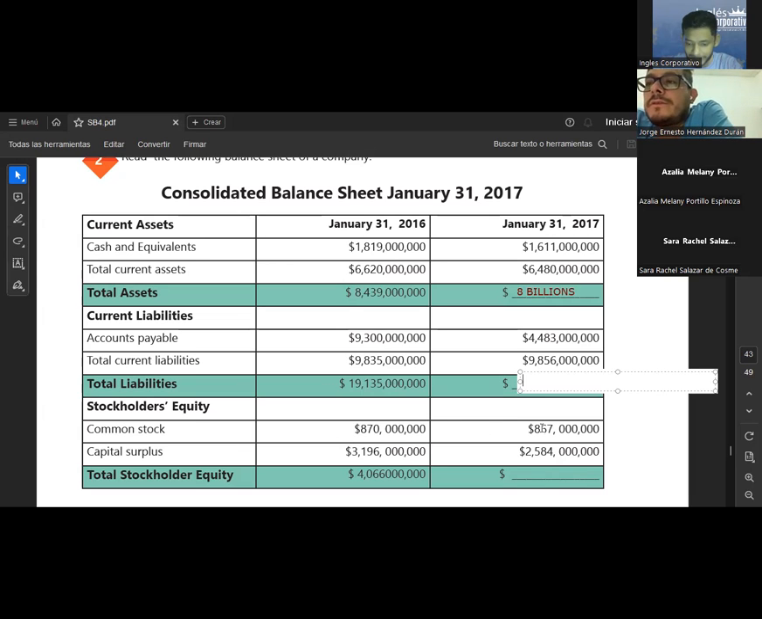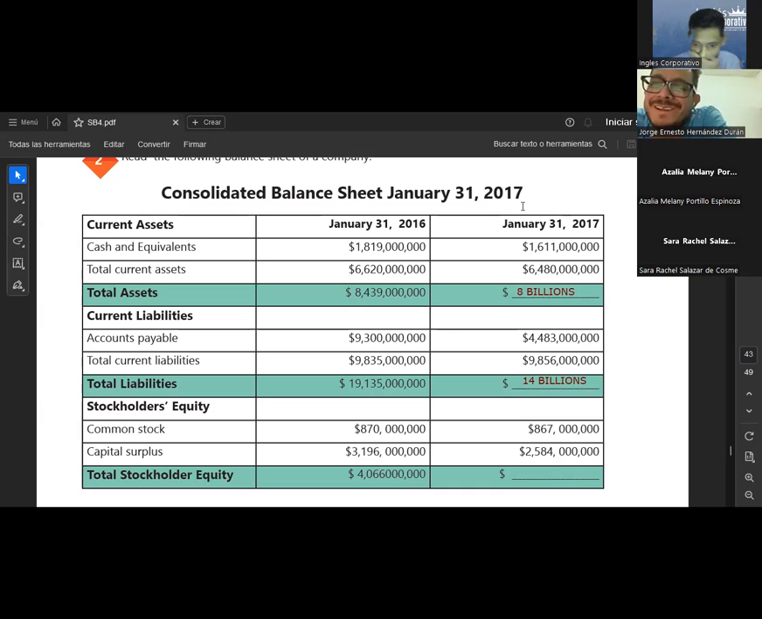$40 billion, let's say. Approximately 40 billion, okay? So how much is between the total assets and the total liabilities of 2017? It is... how much is this? 8 billion plus 14 billion, how much is that? One trillion? I don't know.